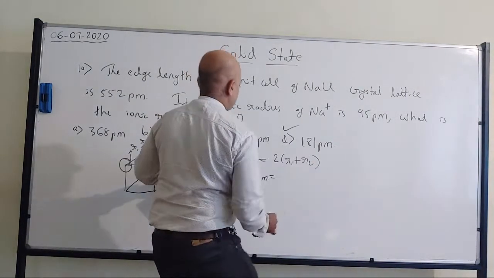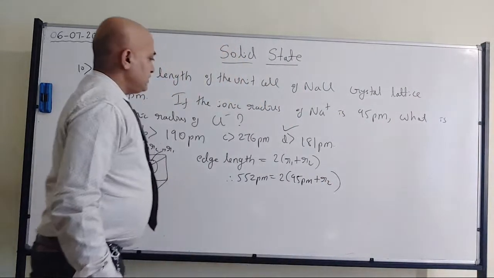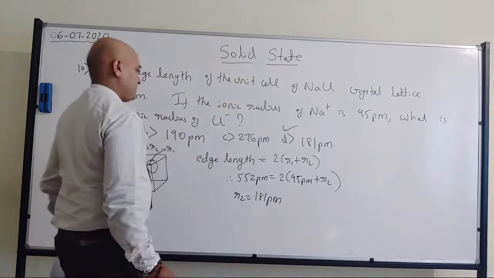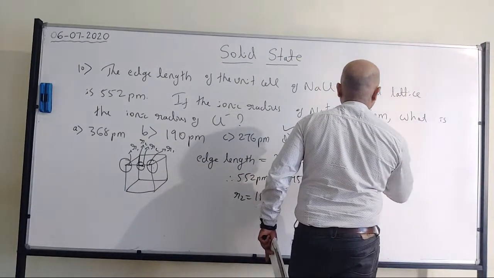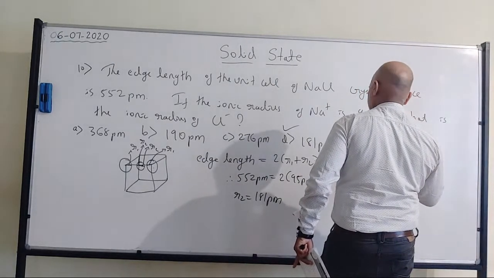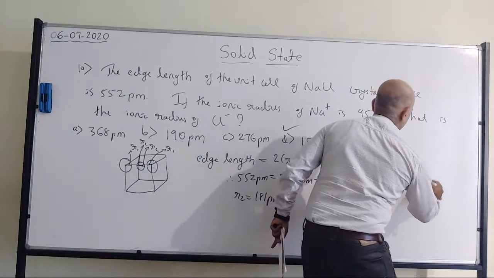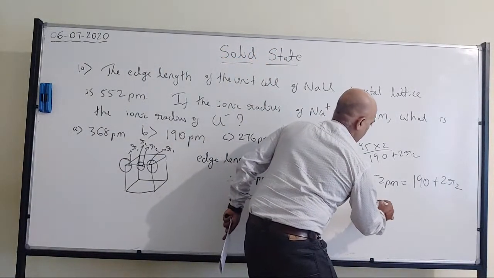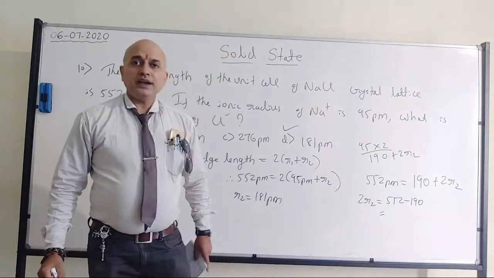Then they have given one of the ionic radius, right? So 2 into 95 picometer plus R2. If I solve this one, definitely I am going to get the answer as 181 picometer. Calculate. Plus 2R2. So 552 picometer is equal to 190 plus 2R2. Right? So then 2R2 is equal to 552 minus 190. How much will it be? 552 minus 190.